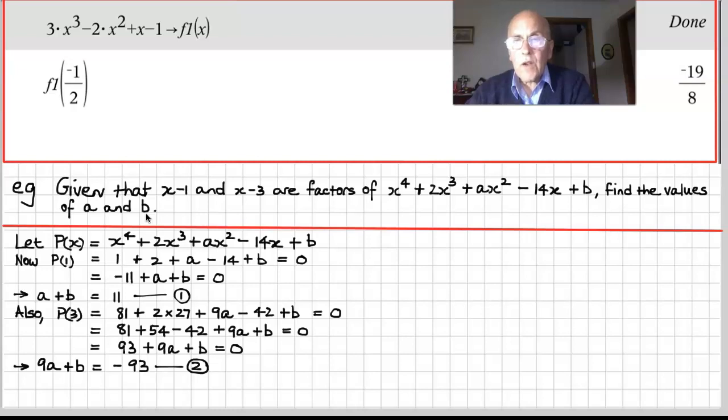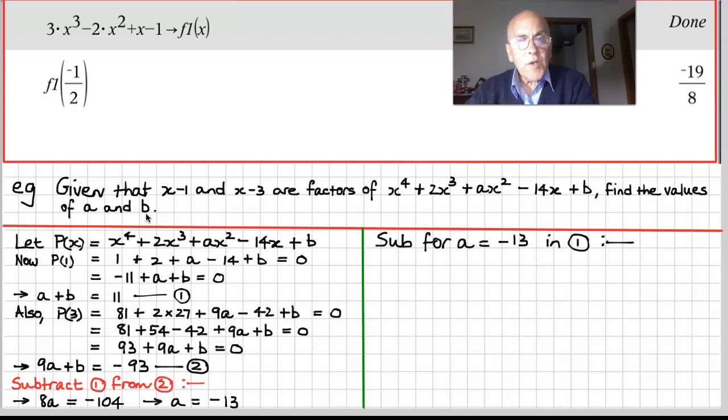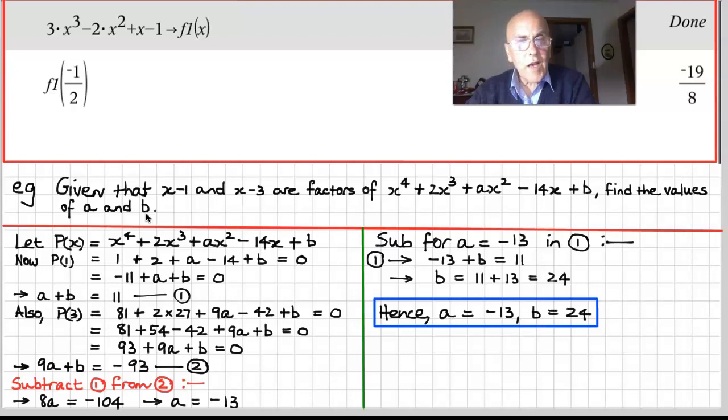Now we're just going to solve those simultaneously. We subtract 1 from 2, which will get us 8a is equal to minus 104. Therefore a would be minus 13. Now we substitute for a equals minus 13 into 1. So if minus 13 plus b equals 11, therefore b would be 24. There you go, we worked it out. So therefore, a is minus 13 and b is 24.